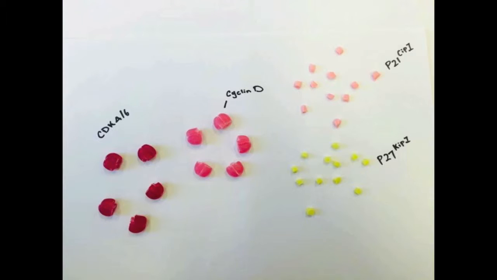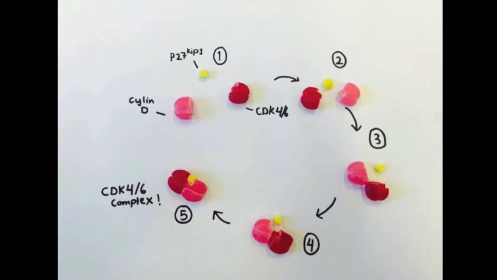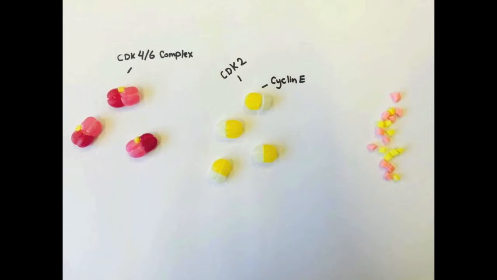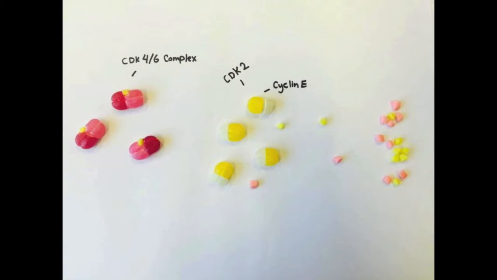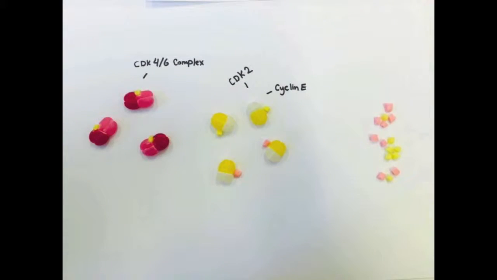The P21 and P27 CYP inhibitors bind to and promote the formation of CDK4/6 cyclin D complexes. P21 and P27 also bind to CDK2 cyclin E complexes, preventing premature progression into the S phase.